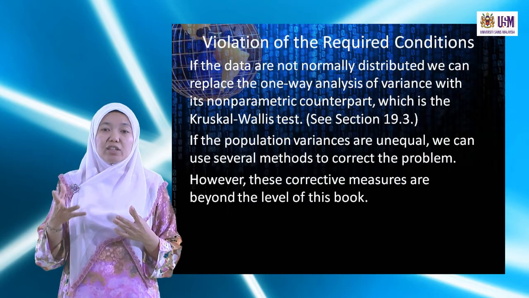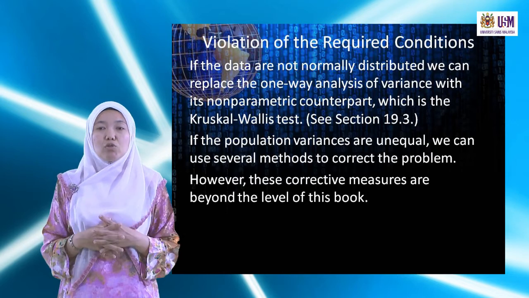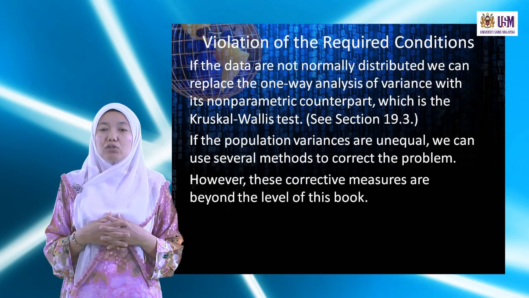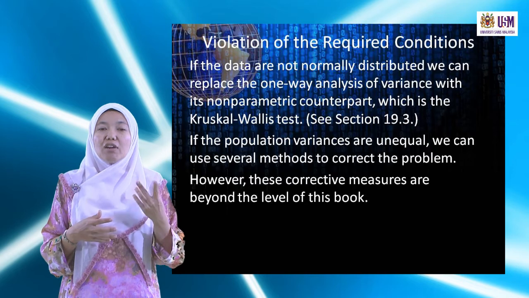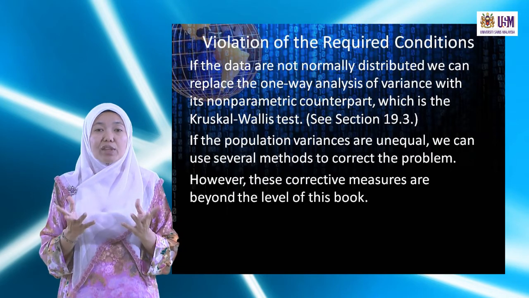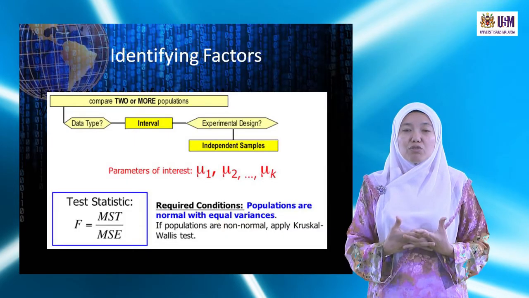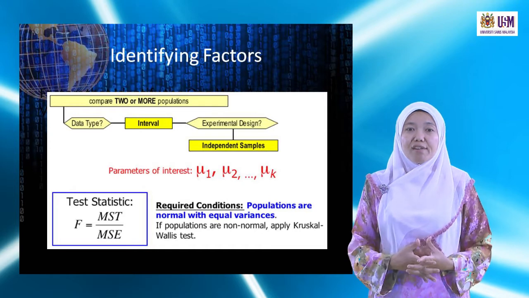So this is in section 19.3. If the population variances are unequal, then you can use several methods to correct the problem. However, this is beyond the syllabus of whatever we are discussing for now. Let's recap what we've done so far in terms of ANOVA, in terms of analysis of variance.